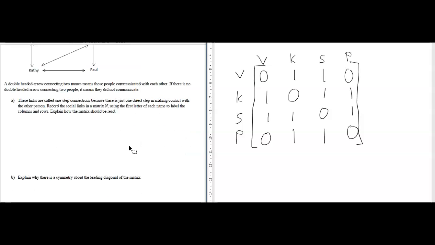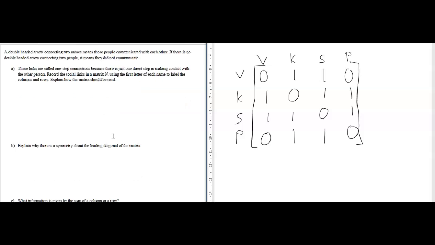Cool. Explain why there is a symmetry about the leading diagonal. Okay, there is a symmetry because, first of all, the arrows are going both ways. That indicates that people are communicating with each other, and where there are no arrows, people aren't communicating with each other. Vicky isn't communicating with Paul. It's not like Vicky's just yelling at Paul and Paul's not responding. So there's not a double-headed arrow there, but everyone else is communicating with each other. So that's why it's symmetrical.